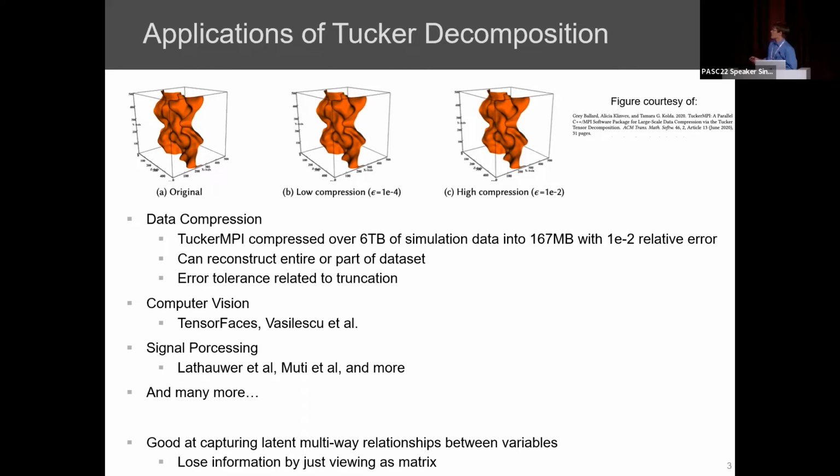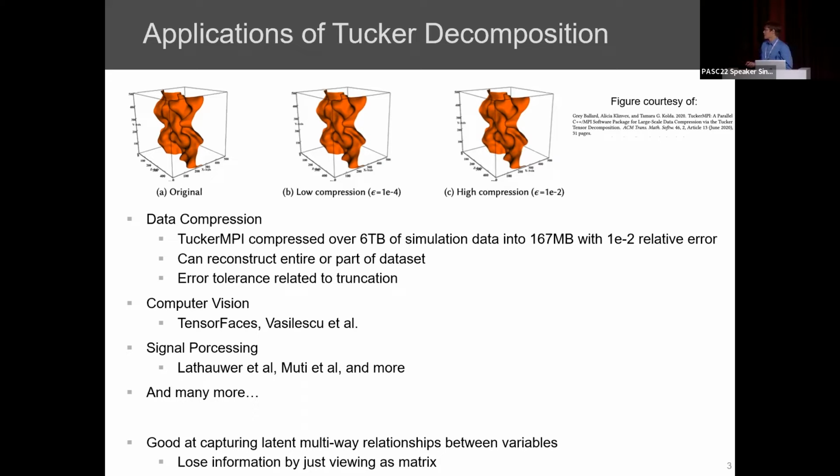And up here are several diagrams from the paper, courtesy of Ballard, Klinvex, and Kolda. So here we have the original combustion simulation data set. And over here we have 2 different compressed versions at different levels of error tolerance. And as you can see, in both cases, the approximation appears to encapsulate a pretty high fidelity representation of the original data, which can be extremely useful for these large scale simulations. And in this case, using Tucker, you can reconstruct the entire data set or a single part of it if we want to work with a single part.